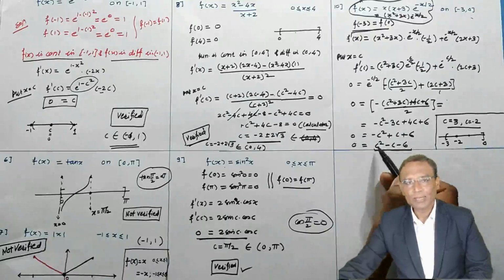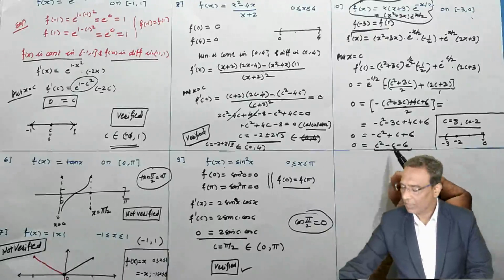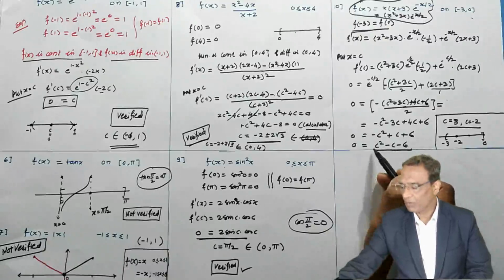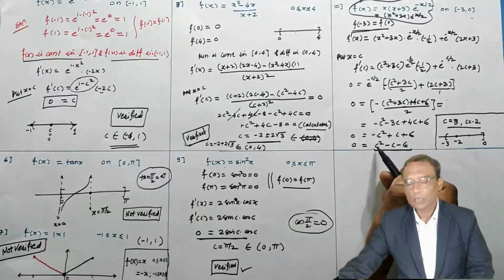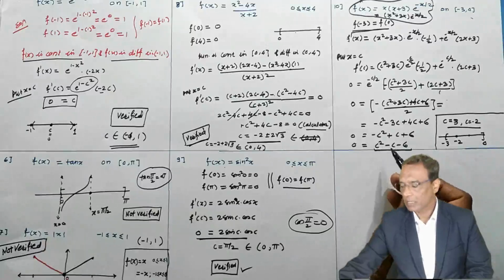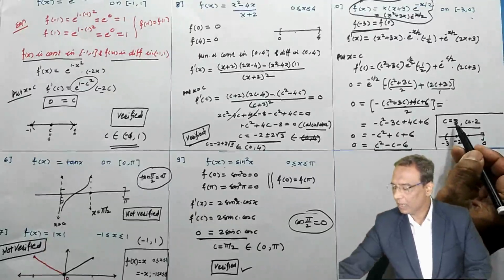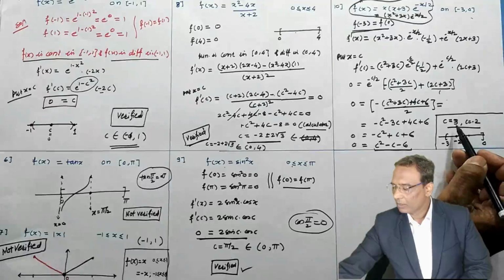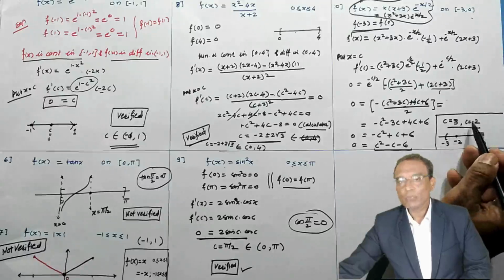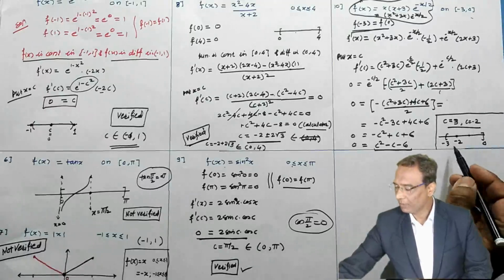The value of c you can directly find, use a calculator, or you can directly find because the factors of this are c minus 3 and c plus 2. Therefore, the values of c are 3 and minus 2. Out of these two values, at least one value must belong to the open interval.